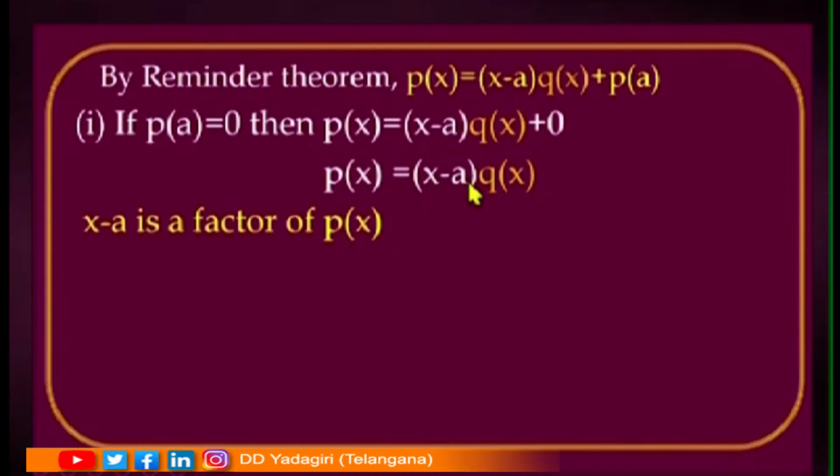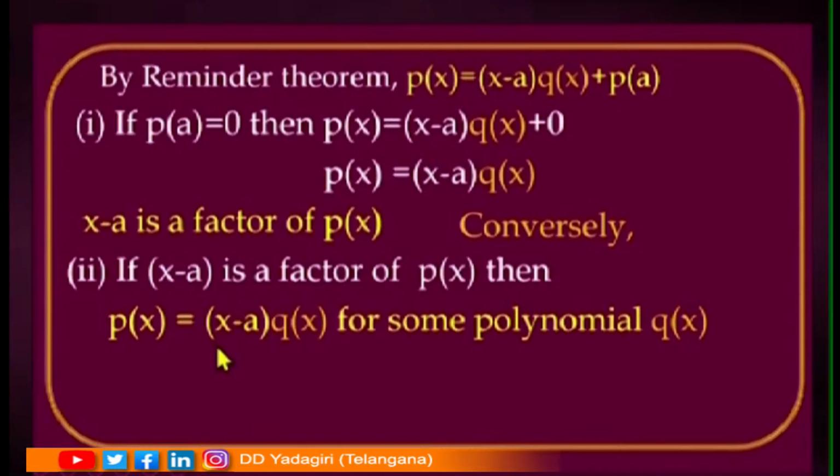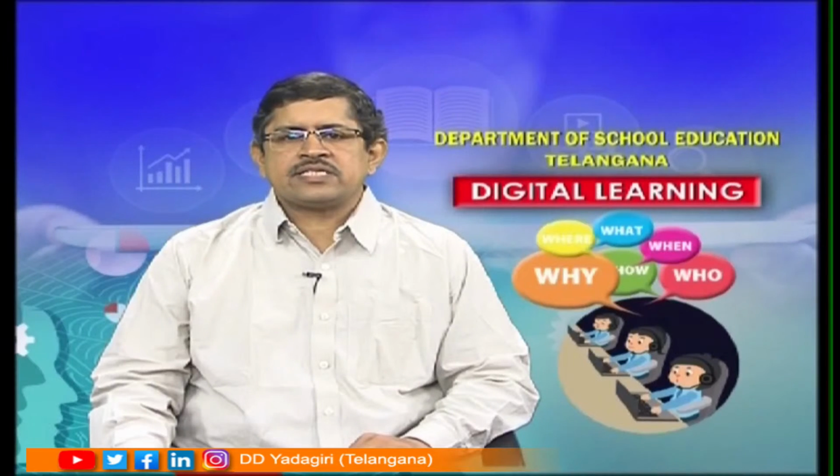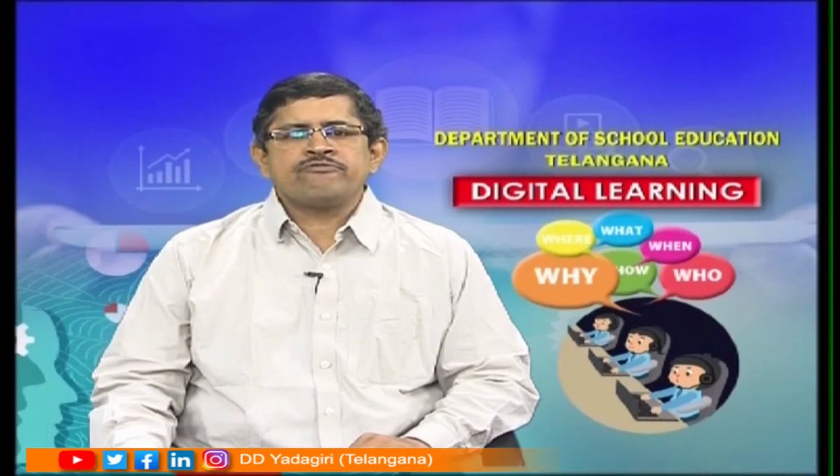So because you got a factor x minus a, x minus a is a factor of P of x. Conversely, if x minus a is a factor of P of x, then P of x is equal to x minus a into Q of x for some polynomial Q of x. So in place of x you put a here. P of a is equal to a minus a into Q of a is equal to 0. So a minus a is 0 here, 0 into Q of a is 0, so P of a is 0. So that is the proof of the factor theorem.